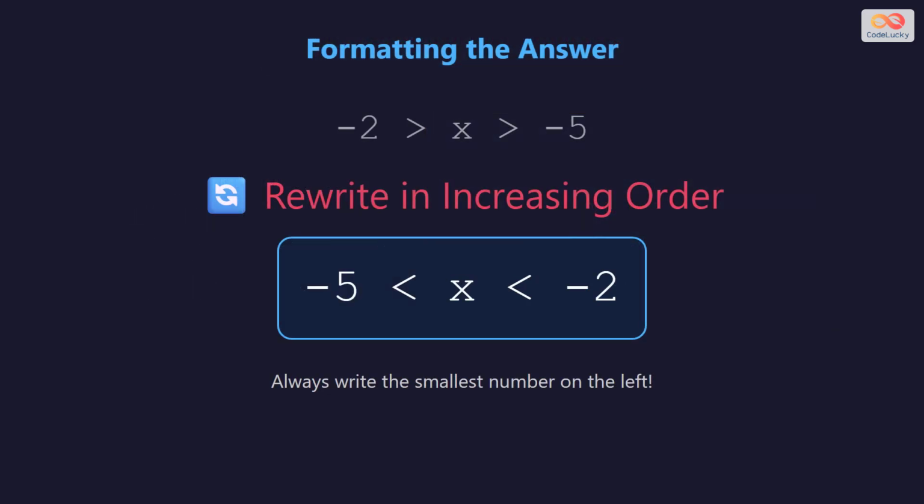After flipping the signs, you might end up with a statement like -2 is greater than x, which is greater than -5. While mathematically correct, it is standard practice to rewrite this in increasing order. We flip the whole sentence around so the smallest number, -5, is on the left. So it becomes -5 is less than x is less than -2.